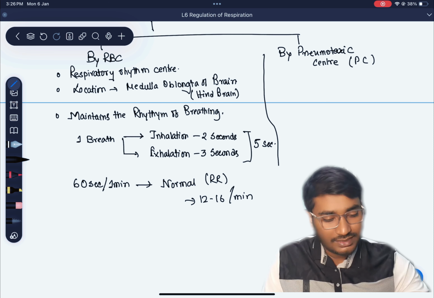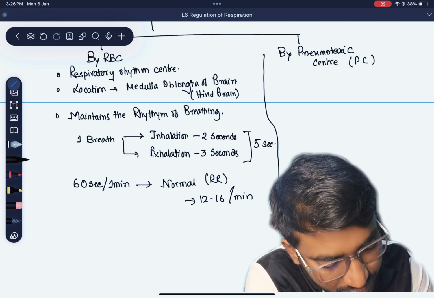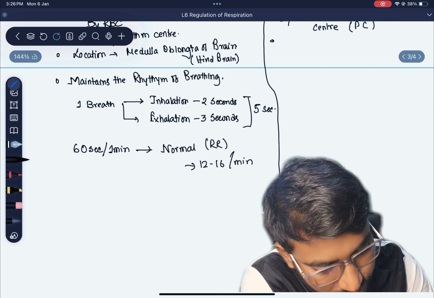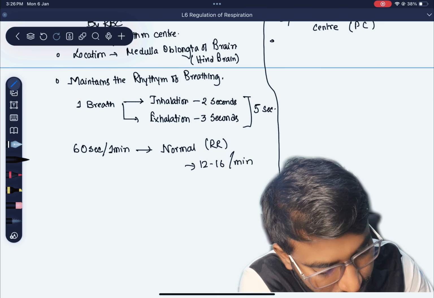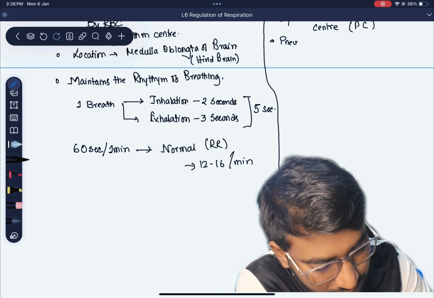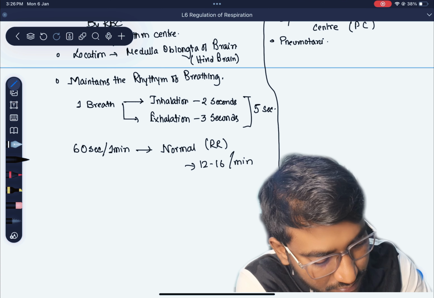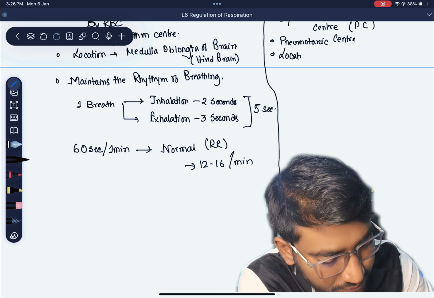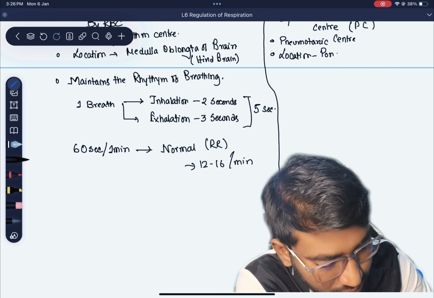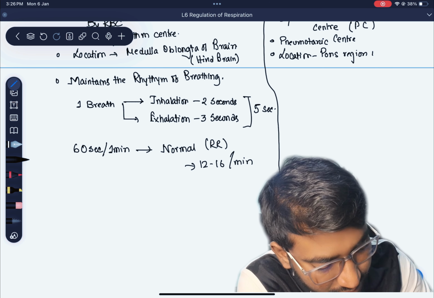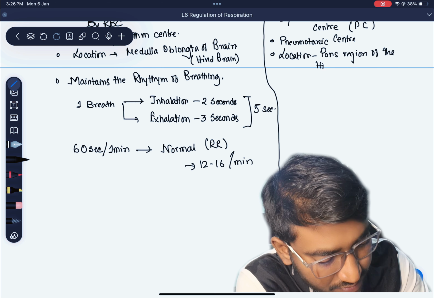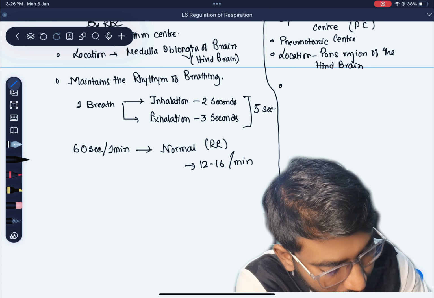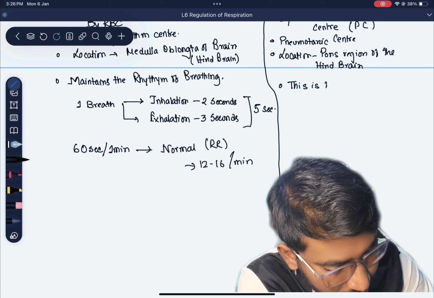in pneumotaxic center what happens? Its location is the pons region of the hindbrain. Okay, now this is known as the switch off center.